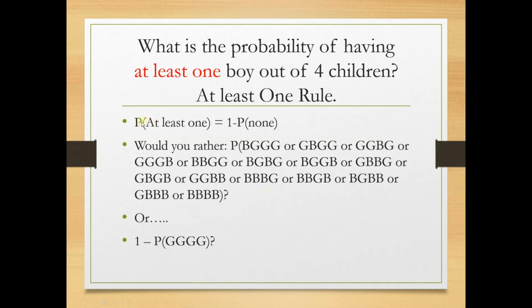Or how about the probability of at least 1 equals 1 minus the probability of none? Wouldn't that do it? Because if we did 1 minus the probability that all you have is girls, then your answer would be the combination of all of these things, because you would have at least one boy as the events that were left over. Okay, so 1 minus the probability of no boys is going to equal the probability of at least 1. So it's a really powerful way to use the complement rule.